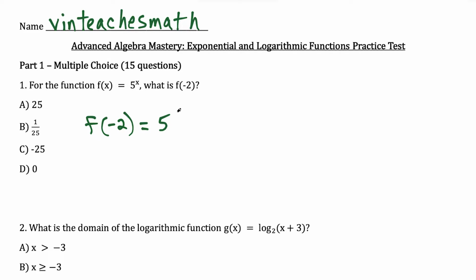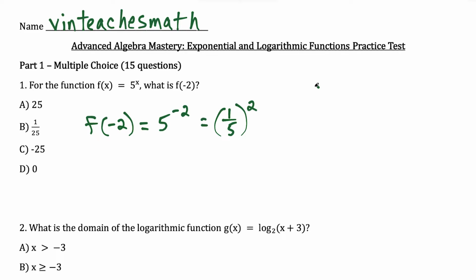So if I have something like 5 to the negative second, when you're dealing with the negative exponent, what you could do is find the reciprocal of the base. The reciprocal of 5 is 1 over 5. And then you could change the exponent to a positive power. Okay, so I'm just flipping the base, and I'm going to change the sign of the exponent.